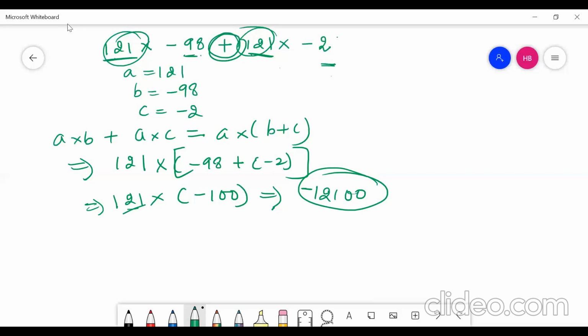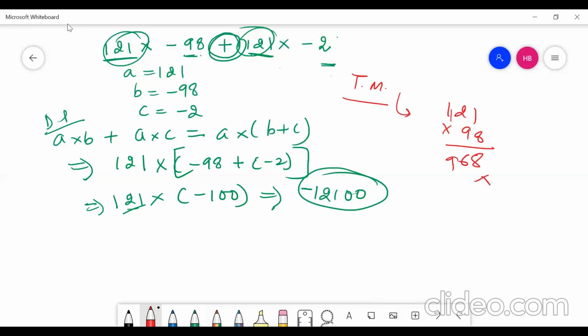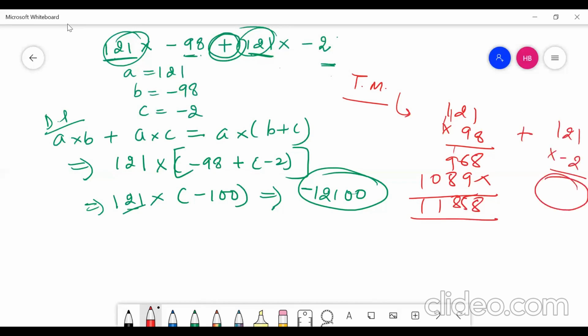In my traditional method, this is by using DP. What about in my traditional method, what I had to do? If I would have used my traditional method, I would have done 121 into 98, 8 ones are 8, 8 to the 16. So I would have done this whole calculation. Then I would have done 121 into minus 2 also. Then I would have got some answer. And then I would have added them. This would have been a very, very long calculation, right? So it is so much easier to solve our questions using distributive property, right?